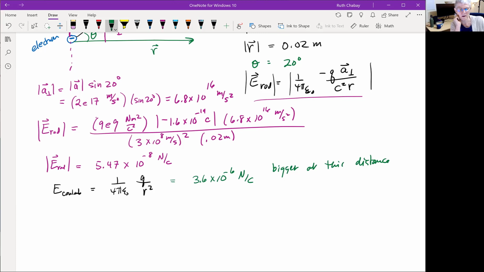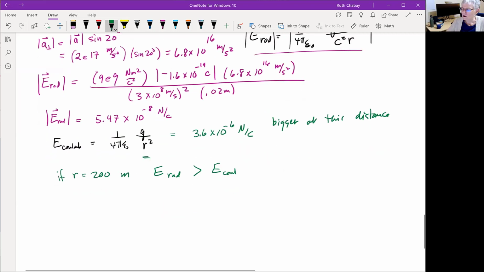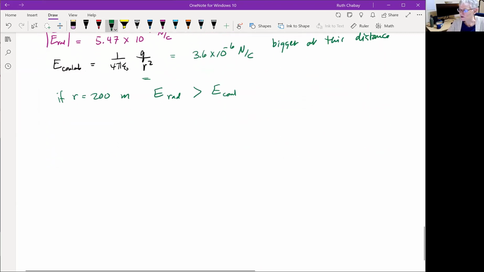But this field falls off much faster. The 1 over r squared falls off much faster than the 1 over r field. So by the time you get to 200 meters, the radiative electric field is actually bigger than what we're calling the Coulomb field, and it's going to stay that way. Okay, so questions about that?